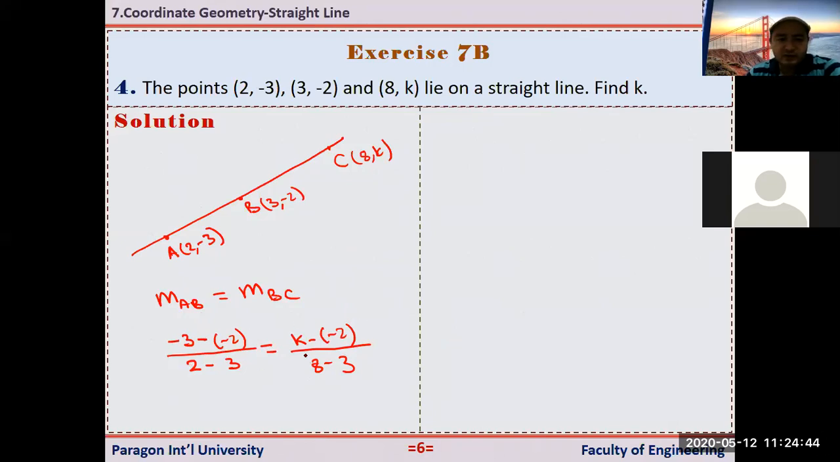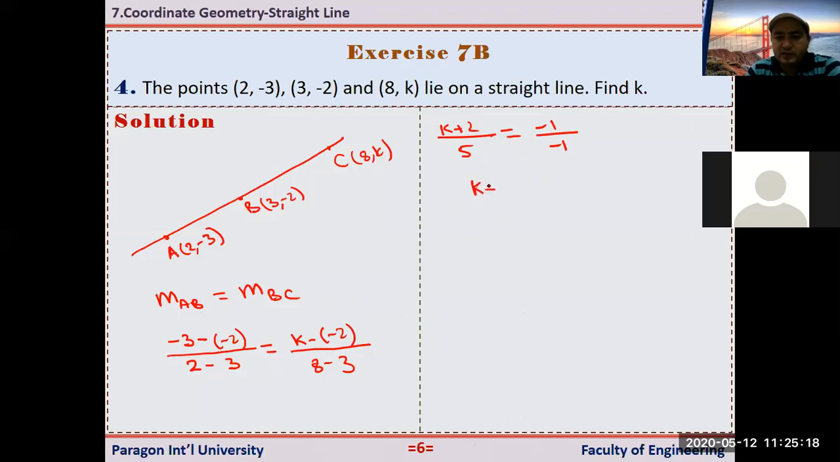Now, by just solving this equation, as you see here, we have one equation with one unknown variable. We can solve this, and we can get the value of k. If you just simplify the right-hand side, k minus -2, so here we have k plus 2 over 8 minus 3 is equal to 5, equals -3 plus 2, -1 over 2 minus 3, it is -1. And -1 over -1 is equal to 1.